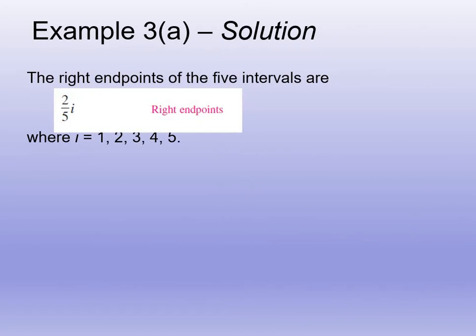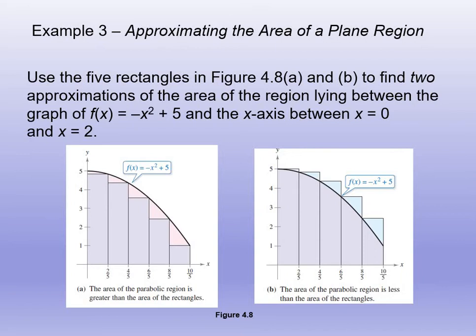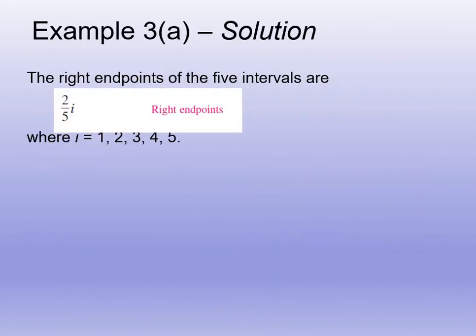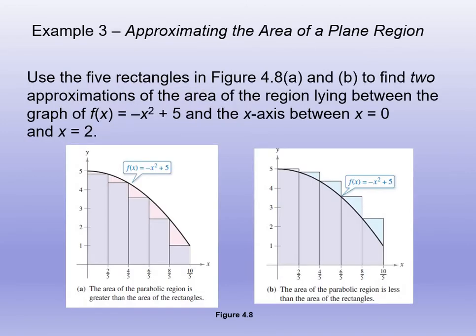And then we're going to do that for i's, the right endpoints. So in this case, if we look at the right endpoints, we're looking at the curve on the left-hand side. These are the right endpoints. We're looking at the 2/5, 4/5, 6/5, 8/5, and 10/5 that are going underneath the curve. So they're the 5 right endpoints, if that makes sense.